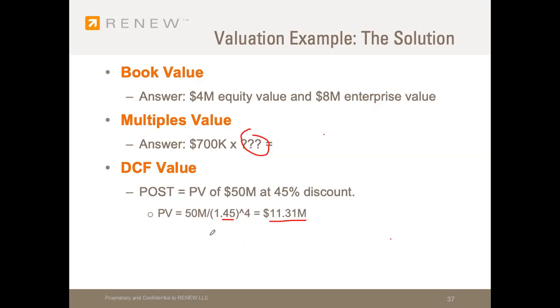Now, what's the pre-money value? Who could tell me? Real quick, what's the pre-money value? You should do this now, right in your head. Remember, pre-money is post, which we just calculated, minus the investment. The investment, 7 million. So it's 11.31 minus 7, boom, 4.3.